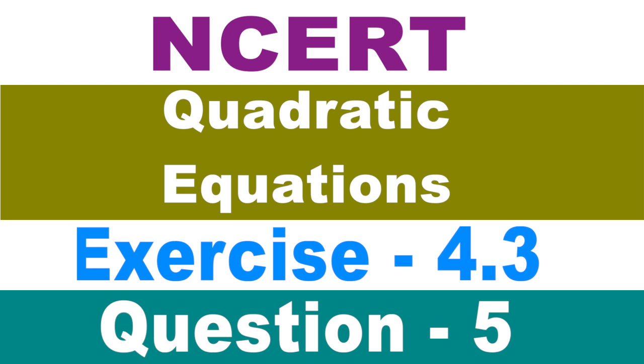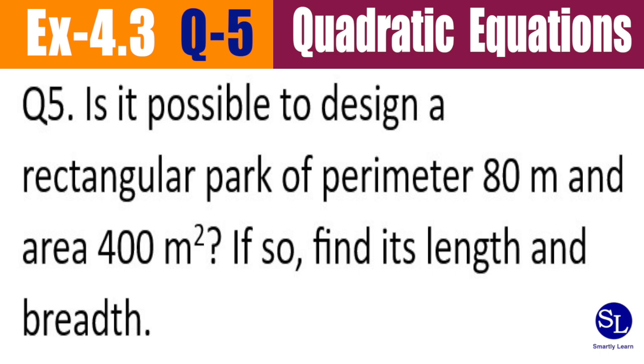In this video, we are going to see how to solve the fifth question in exercise 4.3. Let's look at the problem. Is it possible to design a rectangular park of perimeter 80 meters and area 400 meters squared? If so, find its length and breadth.